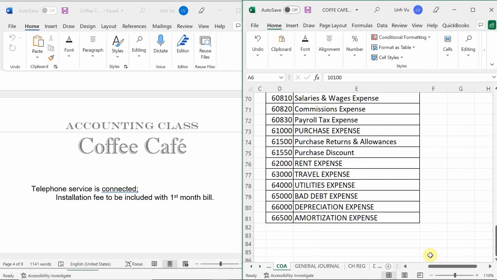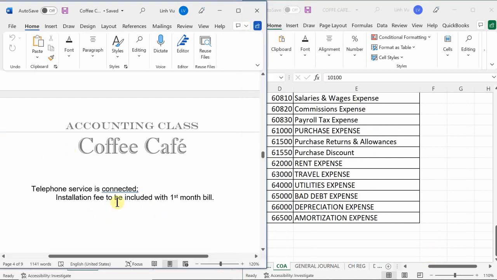Have I ever received my first month's bill yet? Not yet. When will I receive my first month's bill? Next month. So in this case, is this a transaction that I can record? No, because we didn't receive the receipt yet. Excellent. So in this case, nothing here. It's just us to note that your telephone line is connected, and all the installation fees are just going to be on your first month's bill.